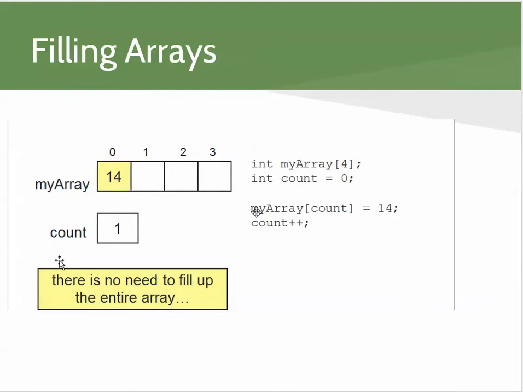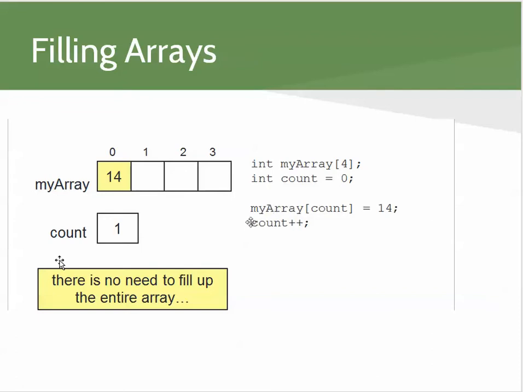Now, if we try to put the number 14 in here, notice we could have just said myArray[0] = 14. That would have been fine. That would have put in 14 here. But instead, I'm making a point of using count because eventually I'm going to turn this into a loop. So count is currently 0 when we hit this line. So myArray[count] = 14 puts 14 in the 0th element of my array.